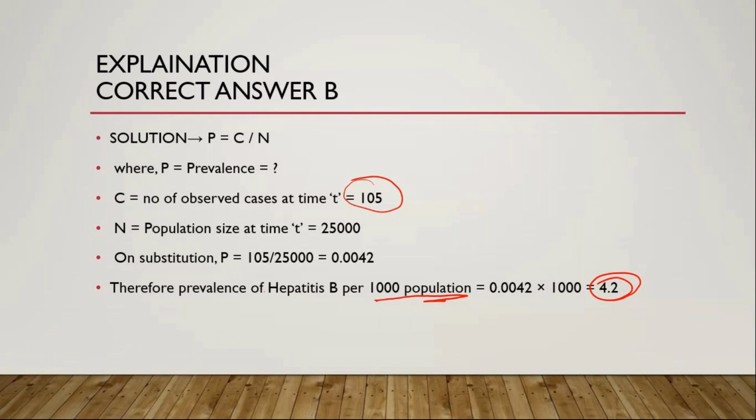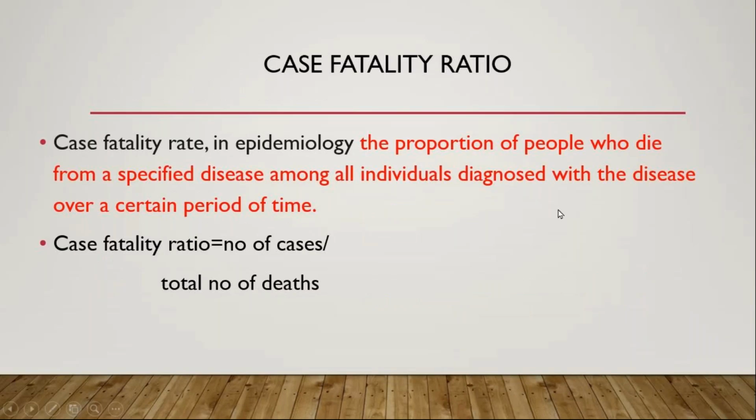Yes, ma'am. Now, next is case fatality ratio. Case fatality ratio in epidemiology is the proportion of people who die from a specified disease among all individuals diagnosed with the disease over a certain period of time. So it is the proportion of people who die from a specified disease.